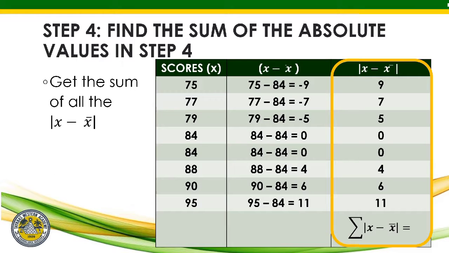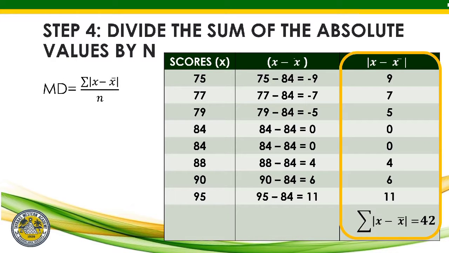Therefore, we need to find the sum of the absolute values. The summation of the absolute value of x minus the mean is equal to 42. After that, for step 5, you are going to divide the sum of the absolute values by your sample size to find the mean deviation. So you have 42 divided by 8. Therefore, you have 5.25 as your mean deviation.